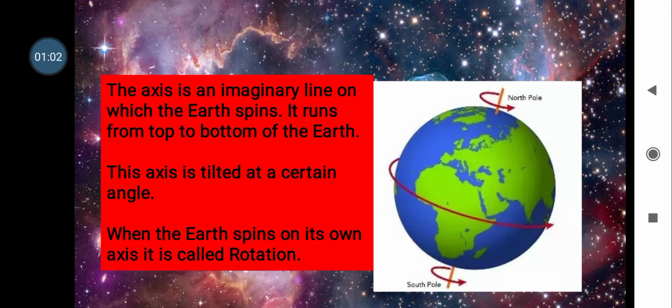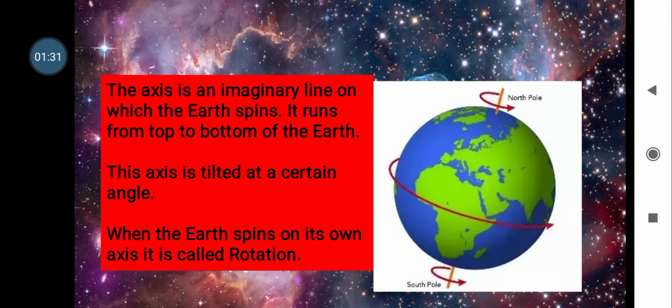We believe that there is an imaginary line called the axis which runs through the center of the earth, right from the top to the bottom. Now, this axis is tilted at a certain angle. And when the earth spins on its own axis, it is called rotation.